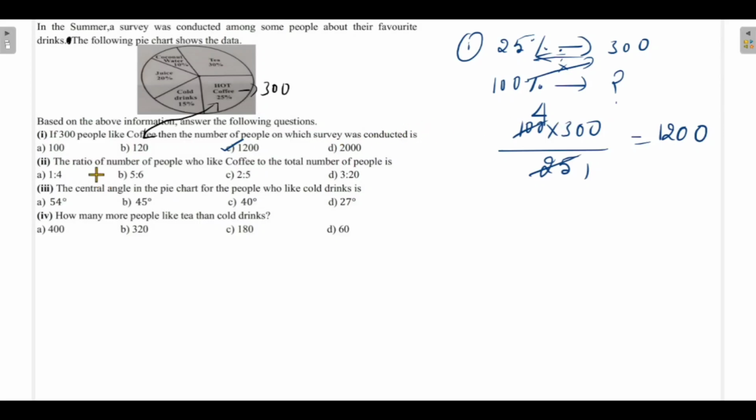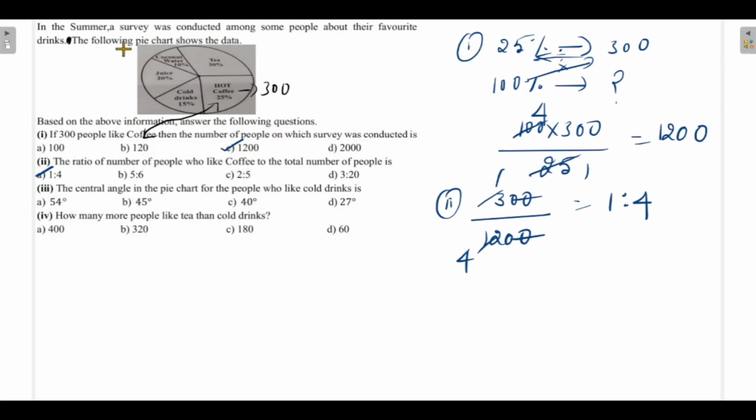So the next question is: the ratio of the number of people who like coffee to the total number of people. That means you have to find out the ratio. Very simple. Ratio means coffee to the total number of people. The number of people who like coffee is 300, divided by the total number of people, 1200. 3 ones are 3, 3 fours are 12. That means 1 is to 4. 1 is to 4 is the correct answer.